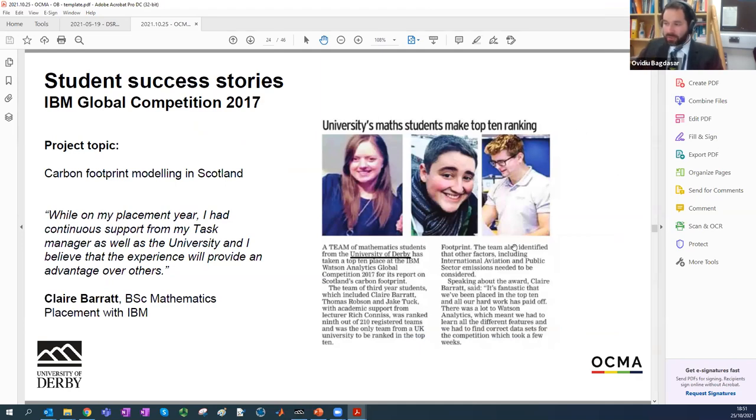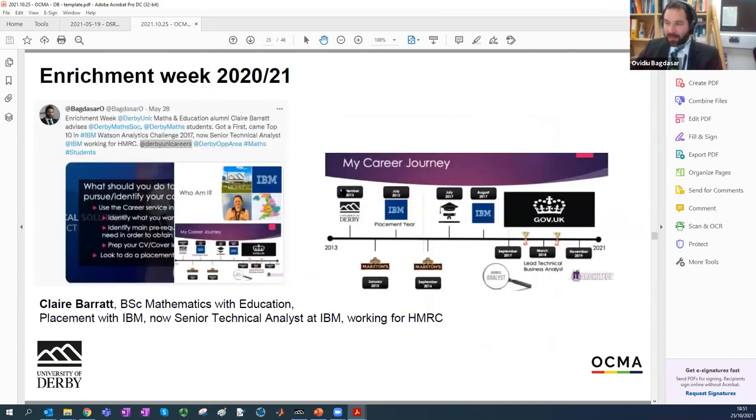We had 3 students entering the IBM Watson Analytics Global Competition in 2018. They're the only UK team in the top 10 in the world. They came 9th. And after they all did the industrial placement, and this year I connected again with Claire. And she came back to give a presentation as part of the enhancement week.